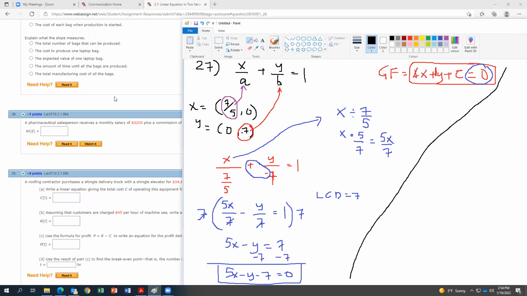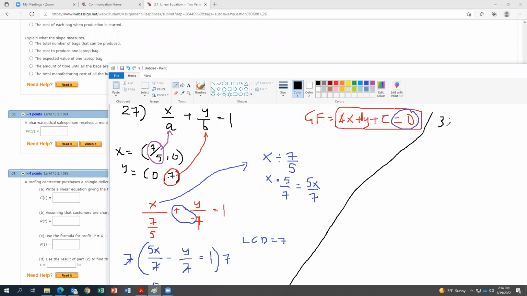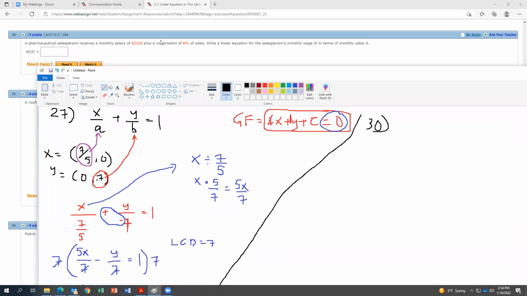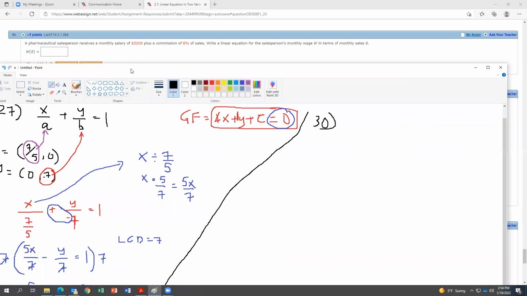Next question is number 30. This is where I see a lot of students get it wrong. It's not because you don't understand it, it's because the way that you type it out is wrong.